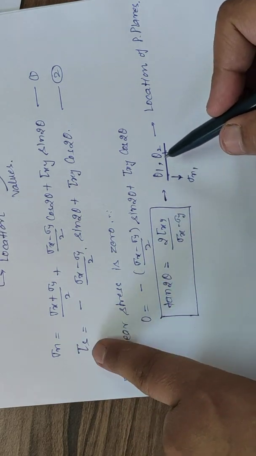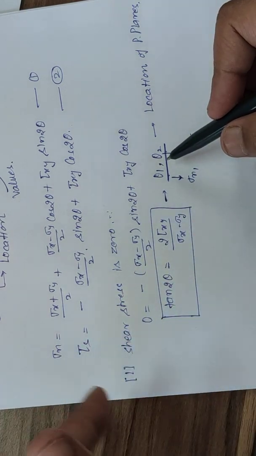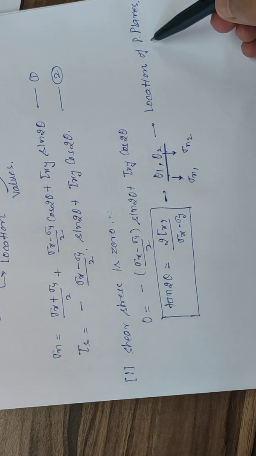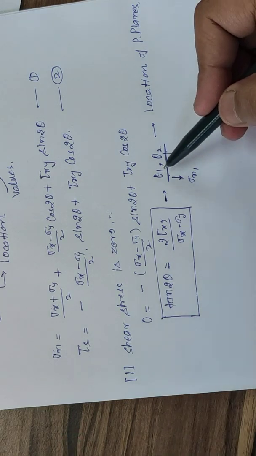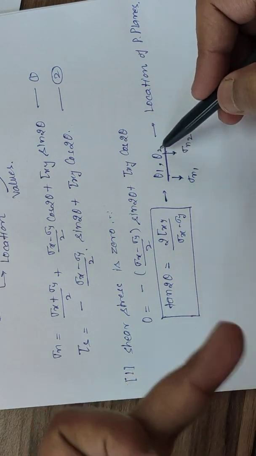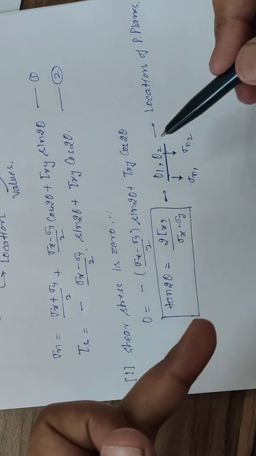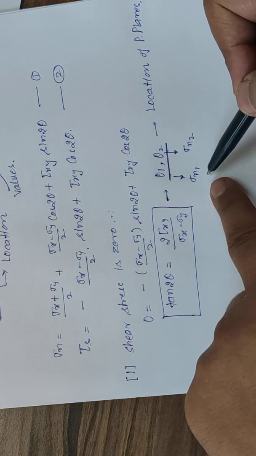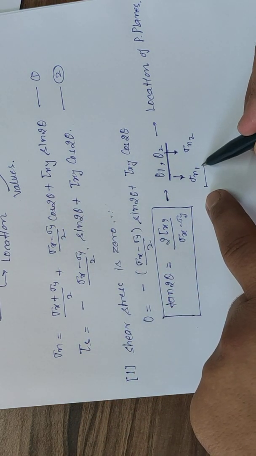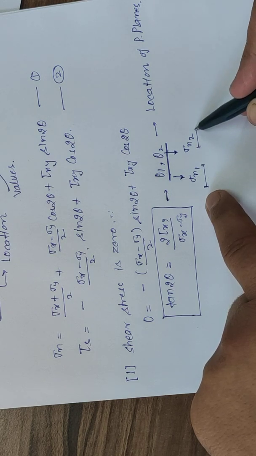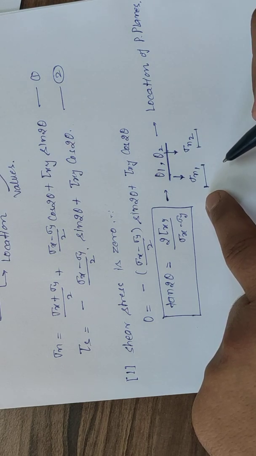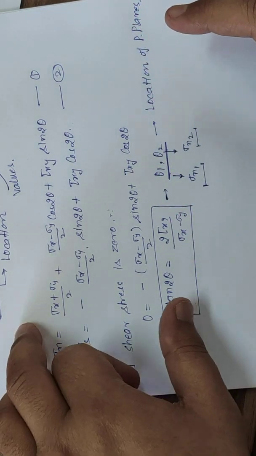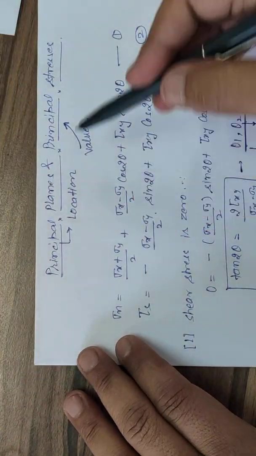So by putting tau s equal to 0, we have calculated those planes on which shear stress is 0, which are the location of principal planes. Now we have theta 1 and theta 2, where theta 1 is the location of the first principal plane and theta 2 is the location of the second principal plane. Corresponding to theta 1, by putting theta equal to theta 1, we can get the value of sigma n 1. So this is one value of principal stresses, and this is the second value of principal stresses. In that manner we can calculate the principal planes, their locations and values.